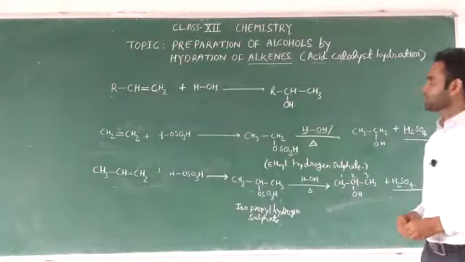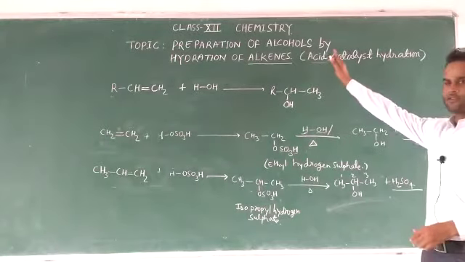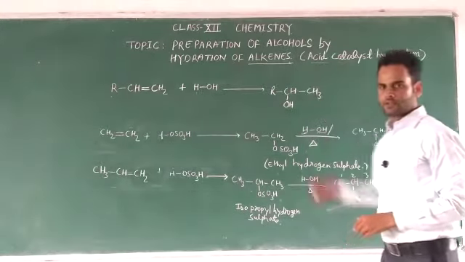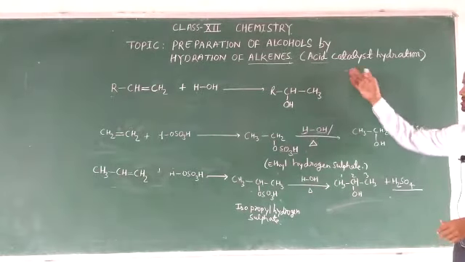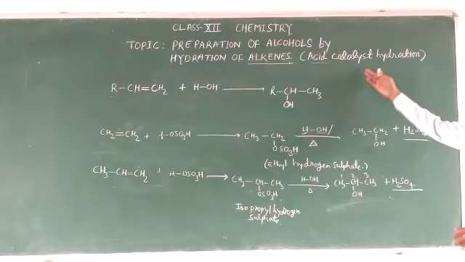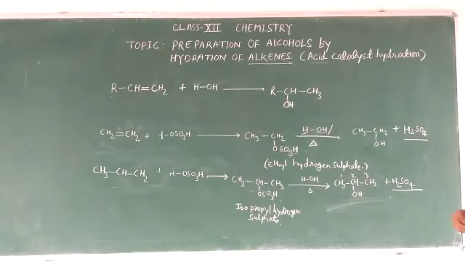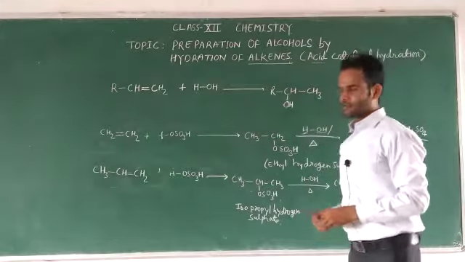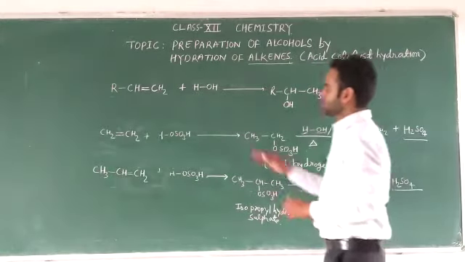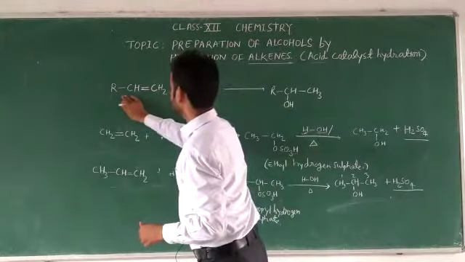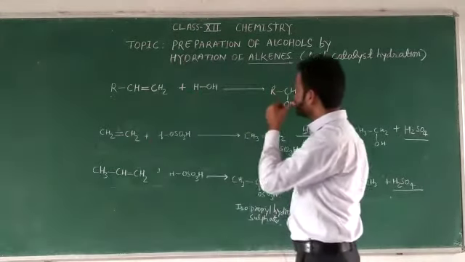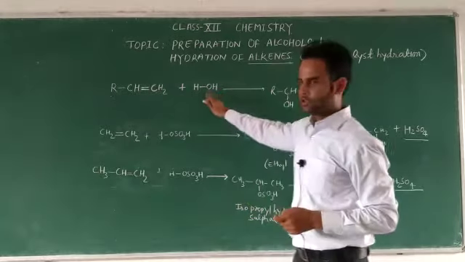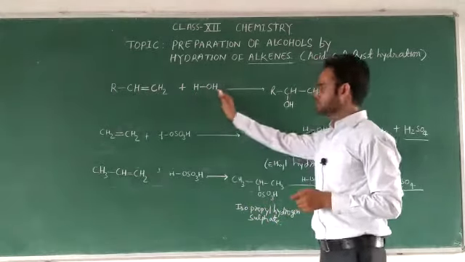So today's topic is preparation of alcohols by hydration of alkenes. This process is also known as acid catalyst hydration. Let us have a look at the first general reaction. We have an alkene here, RCH=CH2, and we are introducing it with water, which can be written as HOH.